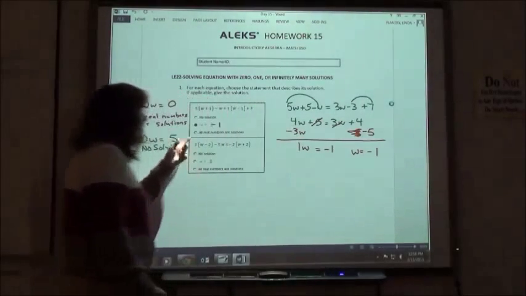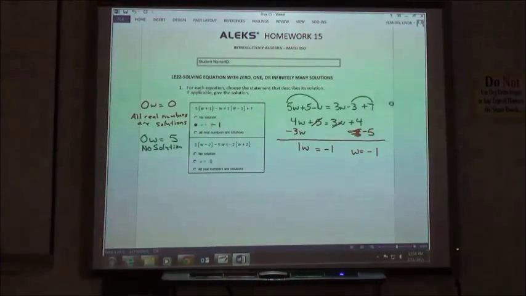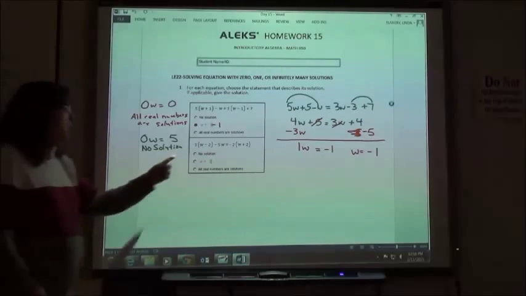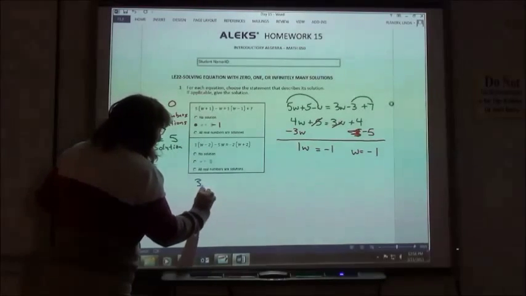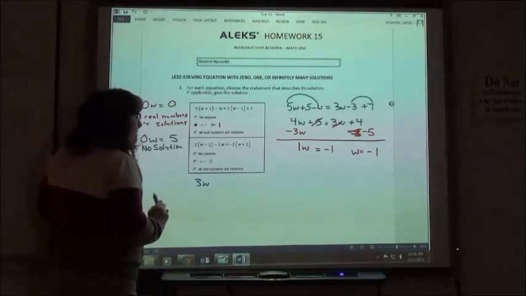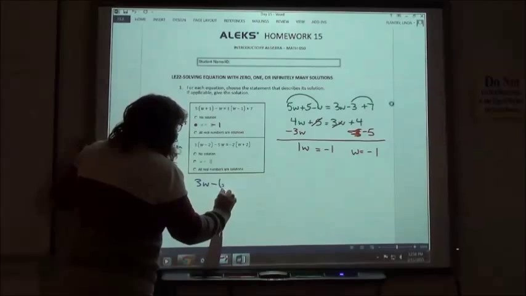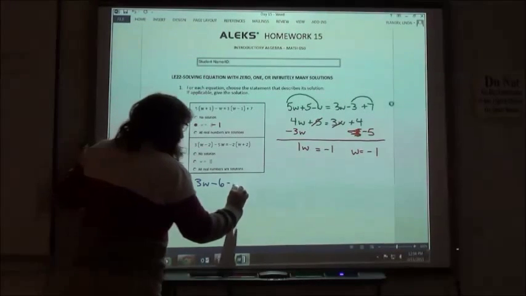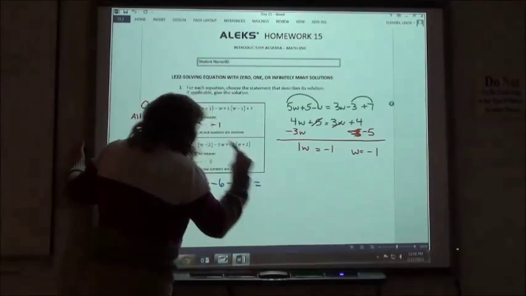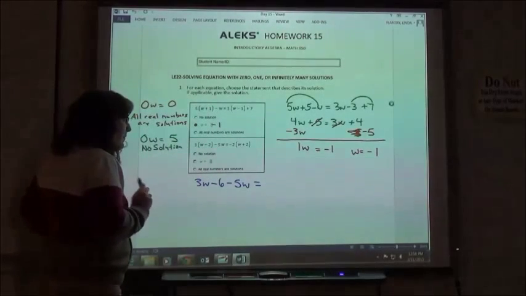And then for fun, they make you do another problem because they want you to get really good at solving equations. So, multiplying this out, I'm going to get 3w minus 6 minus 5w equals negative 2w.